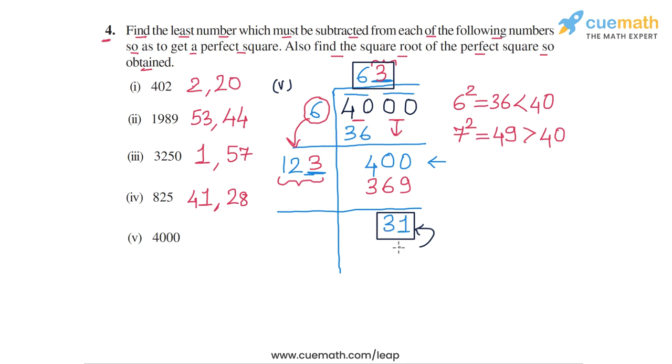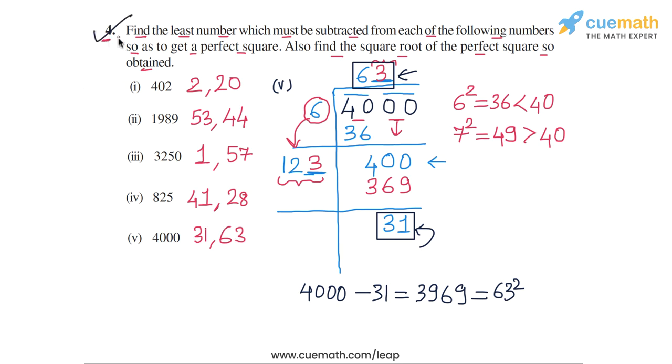But we can subtract this 31 from 4000 to get a perfect square. And if we do that, 4000 minus 31 will be equal to 3969, and this is the perfect square of 63. Okay, so the square root of the number obtained by subtracting 31 will be 63. So the answer for part 5 is that the smallest number you can subtract is 31, and if you do that, the square root of the perfect square so obtained will be 63. That completes part 5, and with that we have completed question number 4.